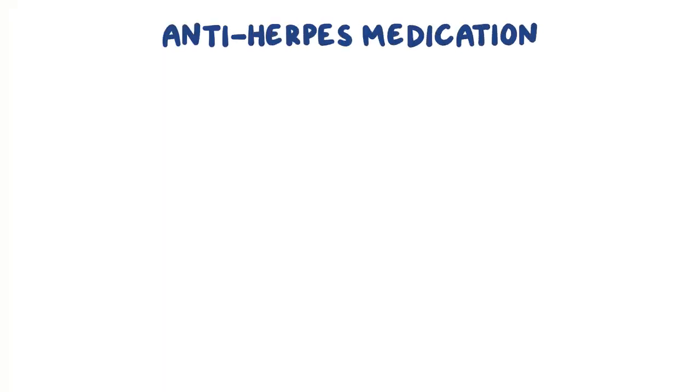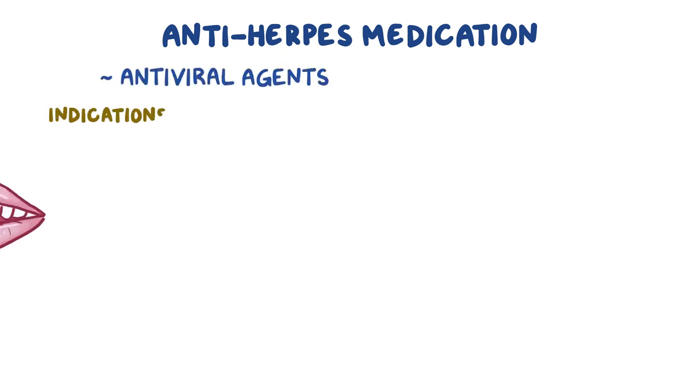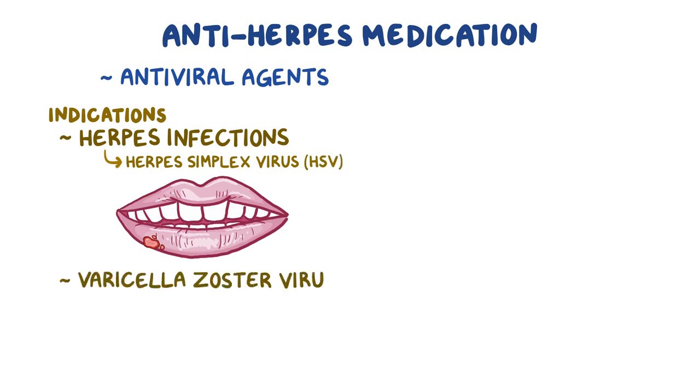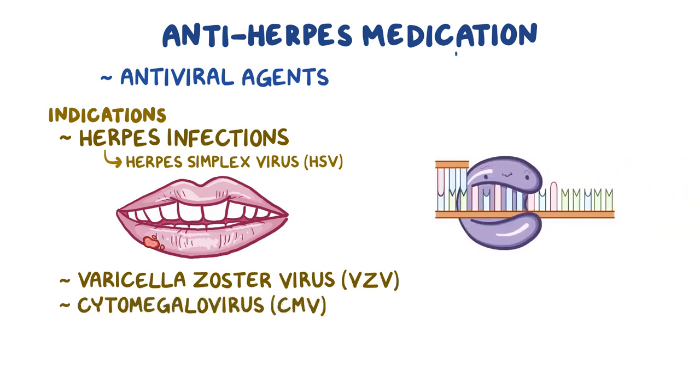Anti-herpes medications are a group of antiviral agents that treat herpes infections, including herpes simplex virus, or HSV. But they can also treat other viral infections like varicella zoster virus, or VZV, and cytomegalovirus, or CMV. They act by inhibiting viral DNA synthesis, and thus inhibiting viral proliferation.